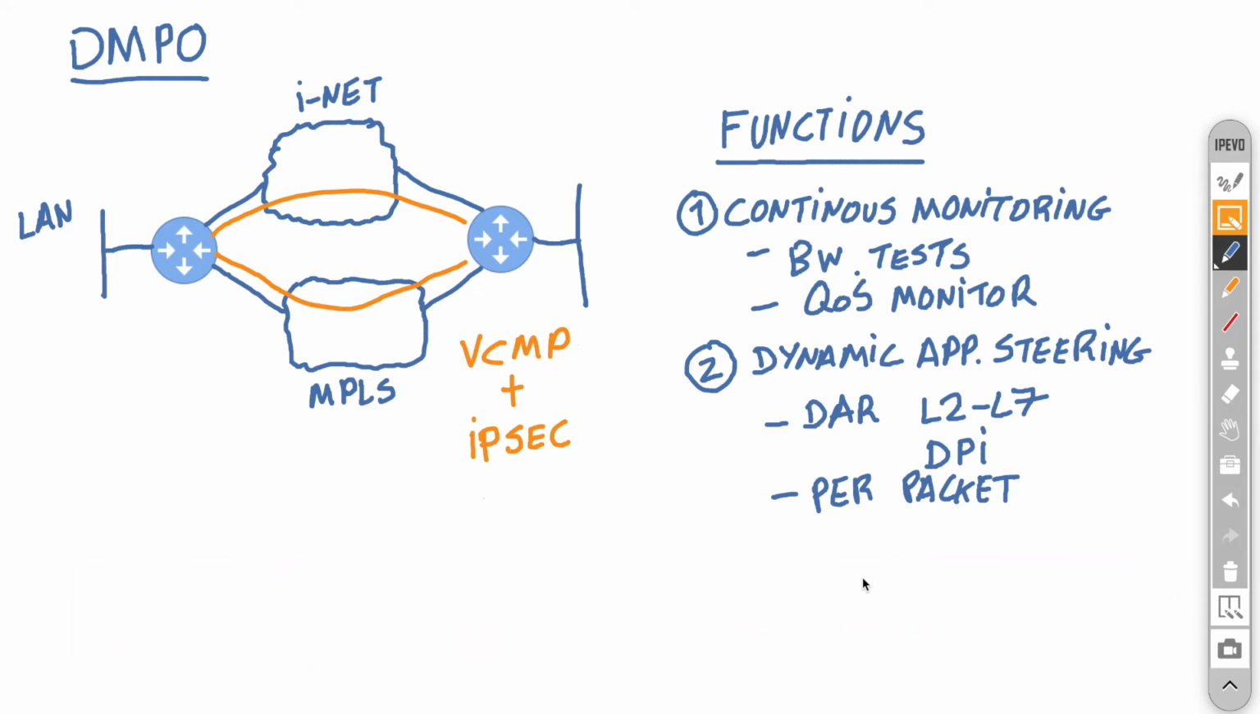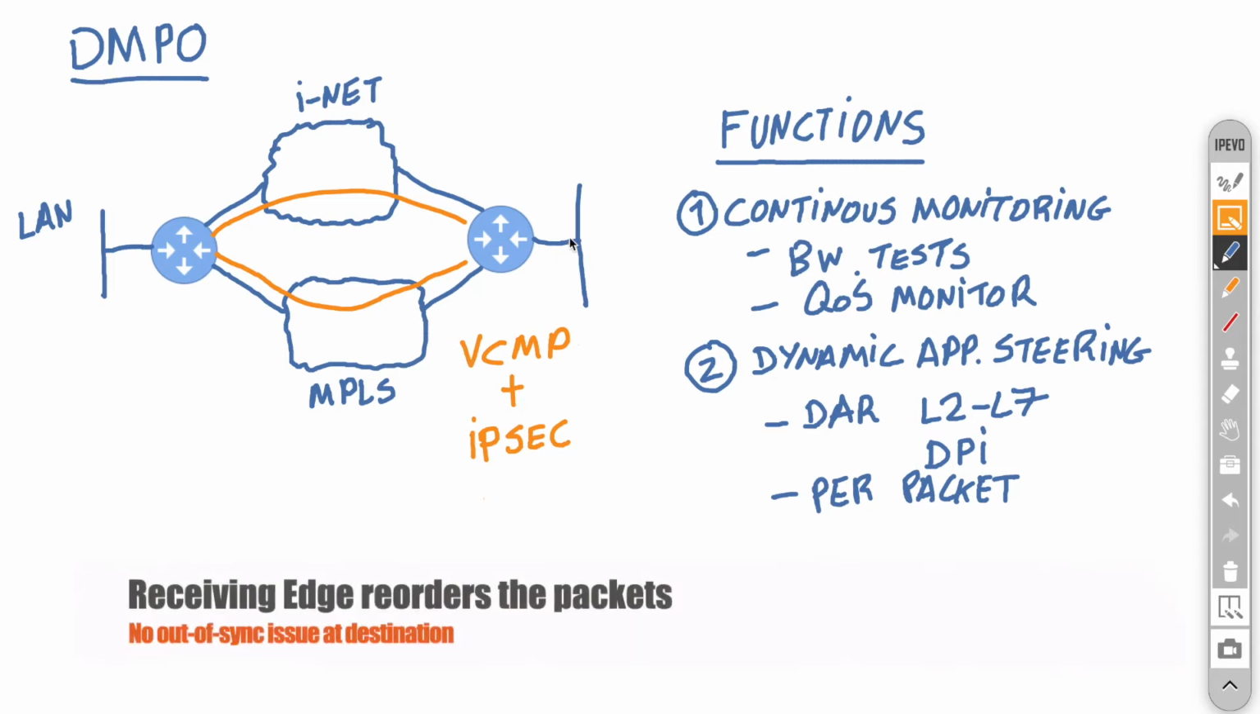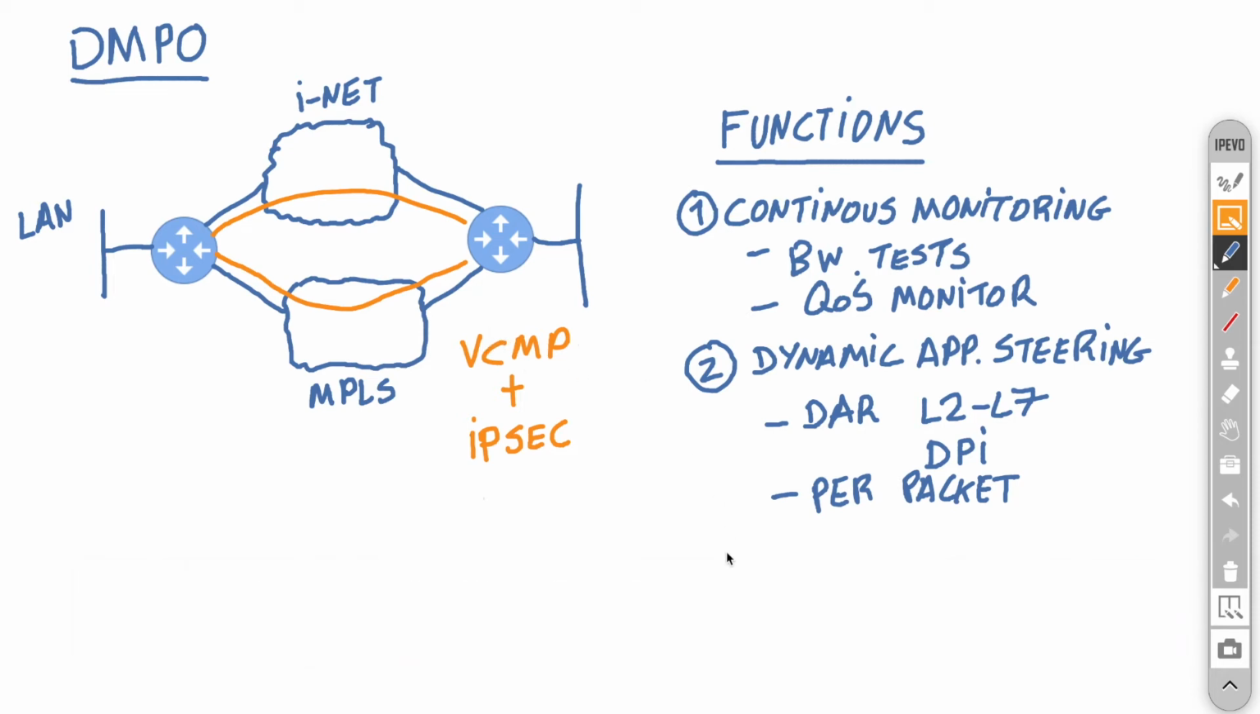So if you're the only one in the office and you're downloading a large file, previously you were limited to the bandwidth of the link the flow was chosen to go on. Now you can utilize all the links at the same time. Obviously, I need to mention that the receiving end here will be able to put the packets in sequence. So there's no issue with out of sync packets.